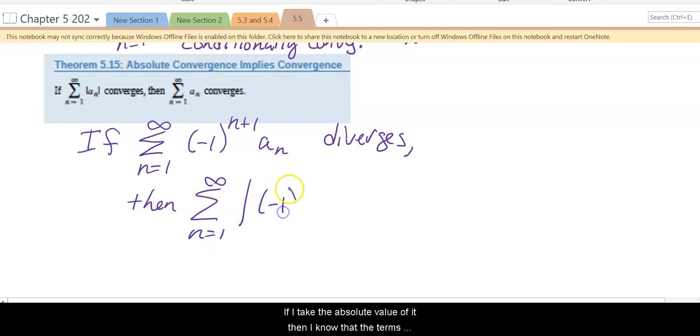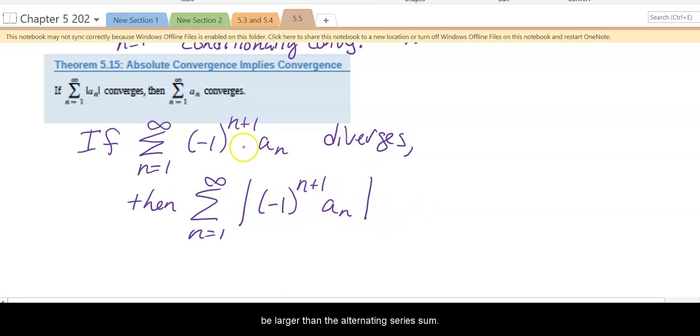If I take the absolute value of it, then I know that the terms will no longer be alternating in sign, but instead will all be positive. Since all the terms are positive, then this sum must be larger than the alternating series sum. But if the alternating series sum is smaller and it diverges, then by the comparison test, the larger one must also diverge.